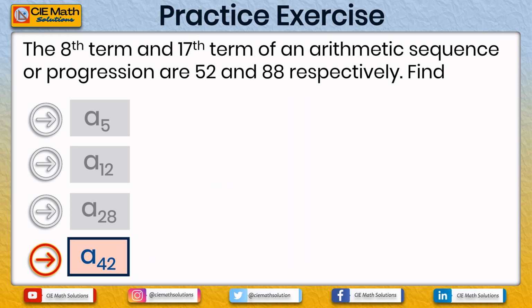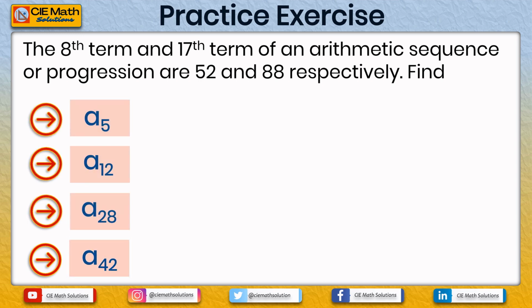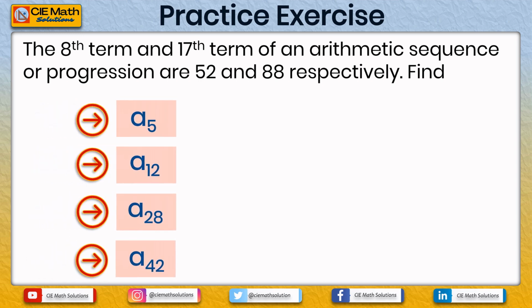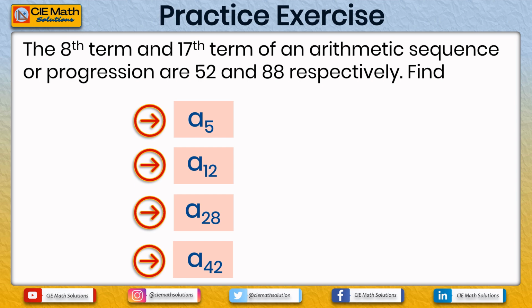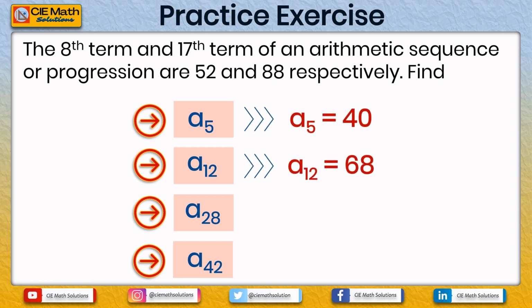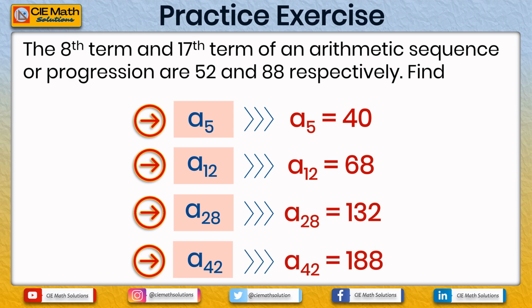Summarizing the answers of these 4 items. A5 is equal to 40. A12 is equal to 68. A28 is equal to 132. And A42 is equal to 188.